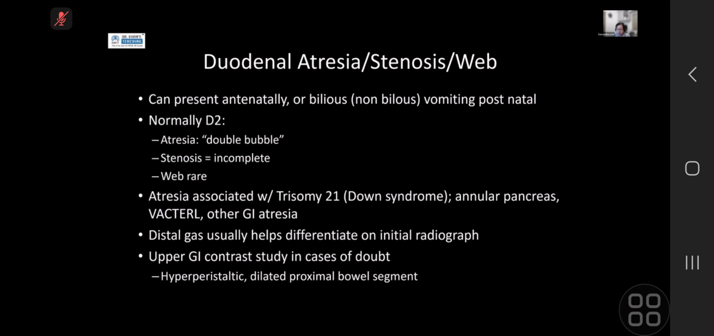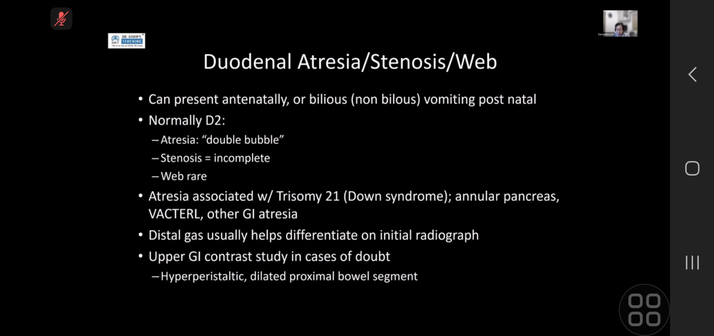So the first few cases, we've talked about duodenal atresia. You can present antenatally with bilious or non-bilious vomiting, depending on where your obstruction is. In atresia, you have a complete double bubble sign because there's no luminal opening at all, and stenosis is something a bit incomplete. To tell the difference, the surgeons will need to go in and have a look.